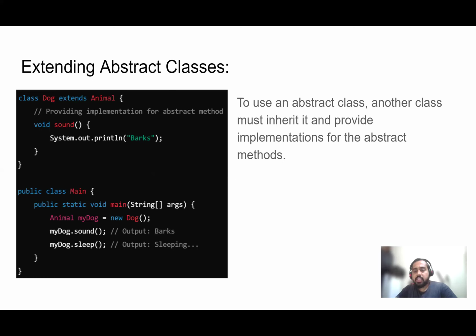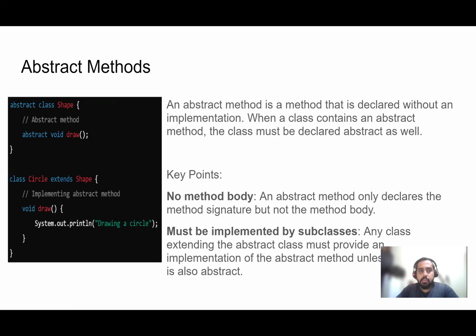And if you make any class abstract, you can't create an object for it, because without implementation, how can you create an object? You can create a blueprint, but if you are constructing something, all the logic should be there. Okay. So what do we mean by an abstract method? We'll see it in depth.